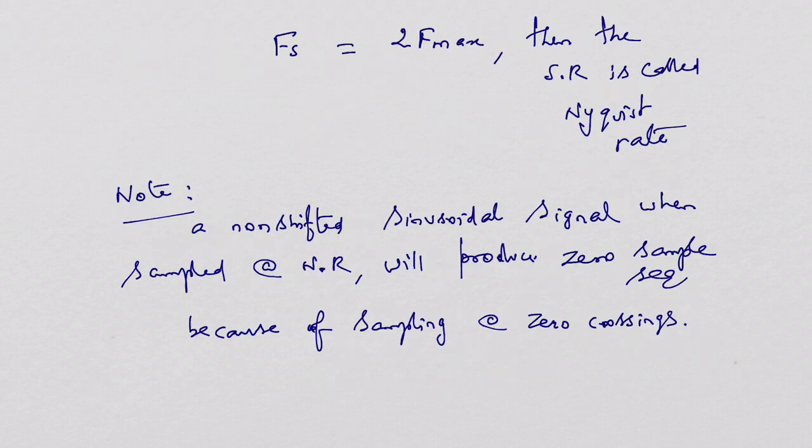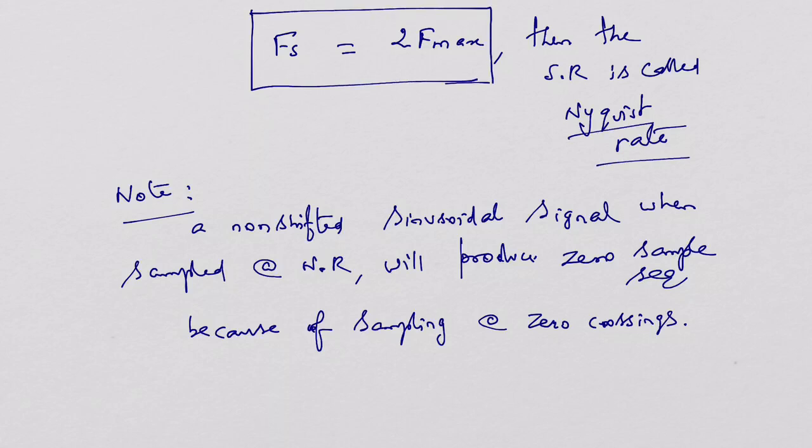Okay. Fs equal to 2 f max is called the critical sampling rate, and it is denoted as the Nyquist rate. The sampling rate will be called the Nyquist rate. And I just want to ensure one thing, please understand: if you select Fs equal to 2 f max, a non-shifted sinusoidal signal when sampled at the Nyquist rate will produce only a 0 sample sequence because of sampling at 0 crossings.